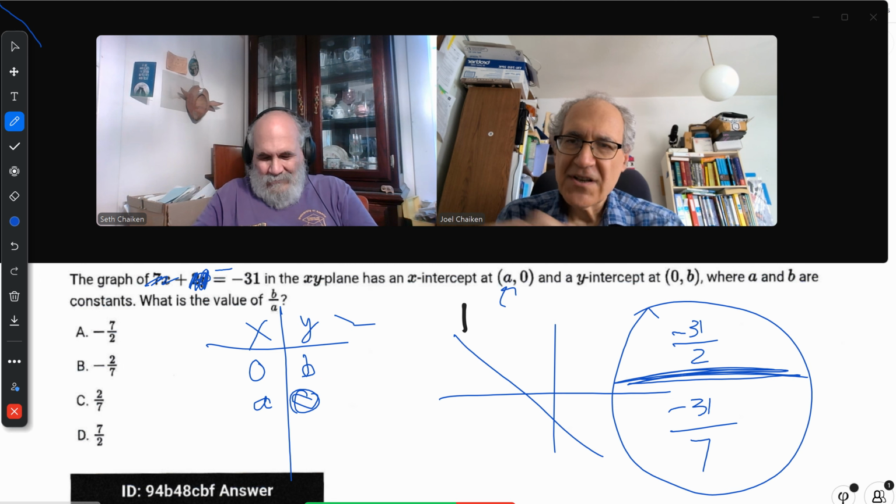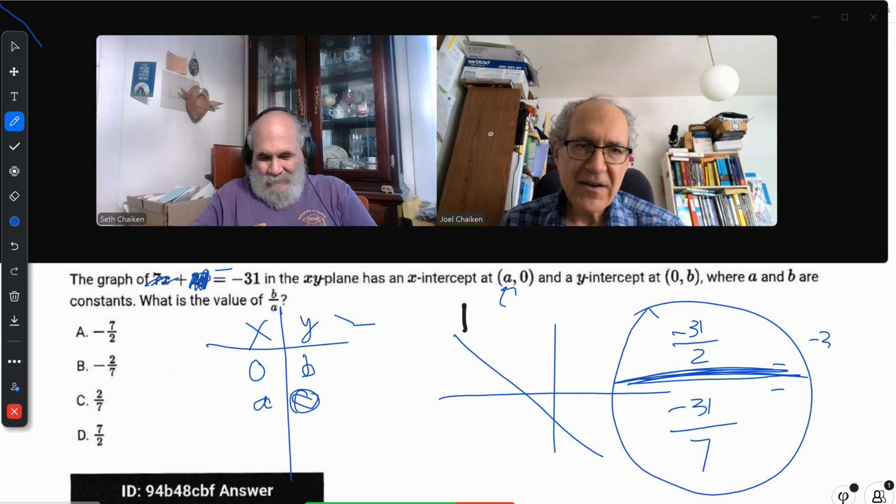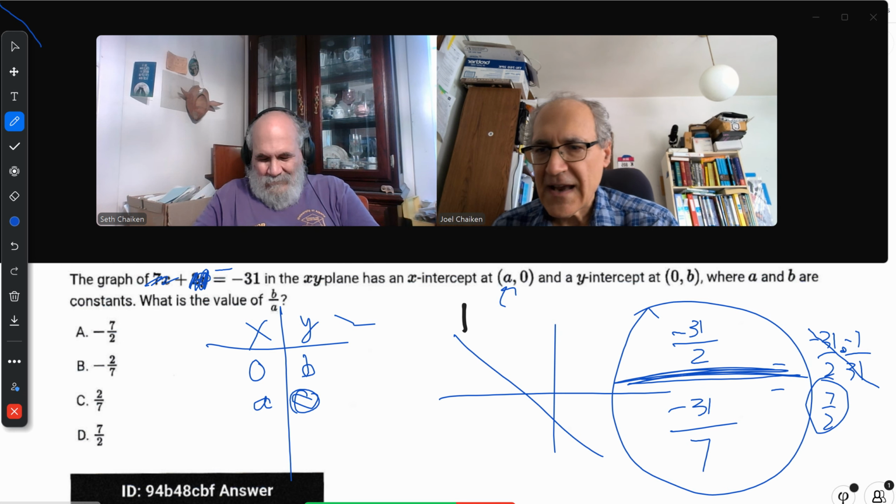Complex fraction. If you don't do it out graphically, you have to know how to do a complex fraction. There are two different ways to do a complex fraction. We'll do the more traditional way: negative 31 over 2 times negative 7 over 31. You cross off the 31s, the negative signs make a positive sign, and you have 7 over 2, and that's the answer.